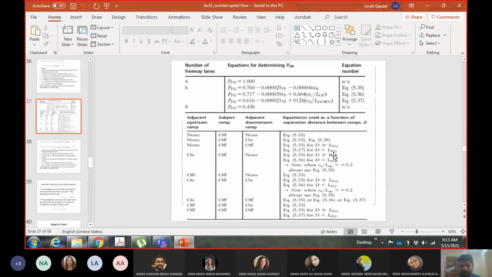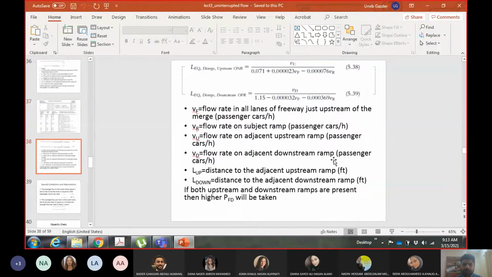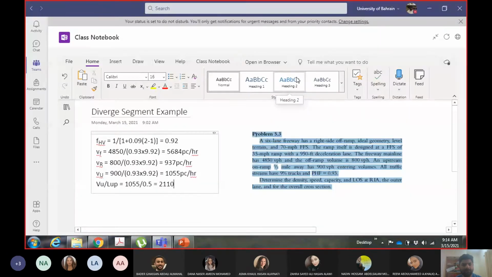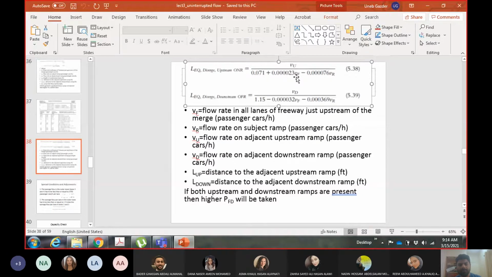Now for the other conditions, whether I should use 5.35 or 5.36, I should check for LEQ. Okay, so distance D is given, I should calculate LEQ. So these are the values for LEQ. This is for upstream on ramp. So VU is what you have calculated, 1055. The freeway flow rate is 5684.